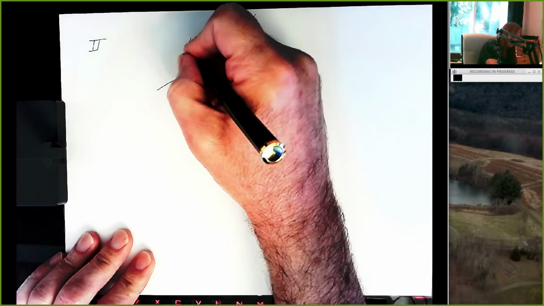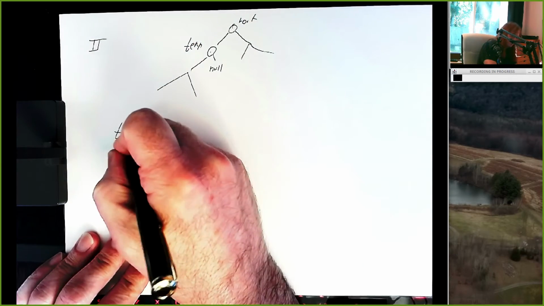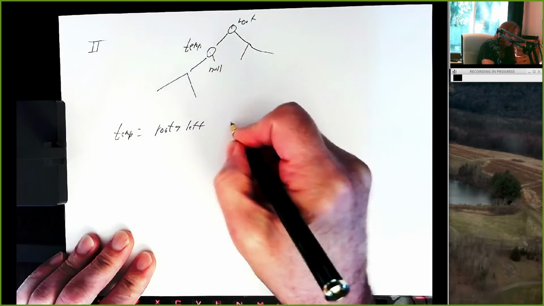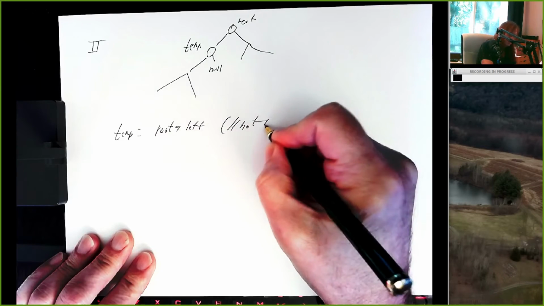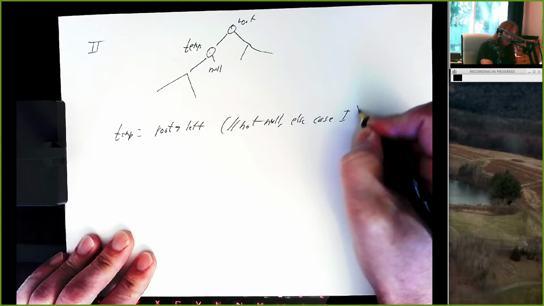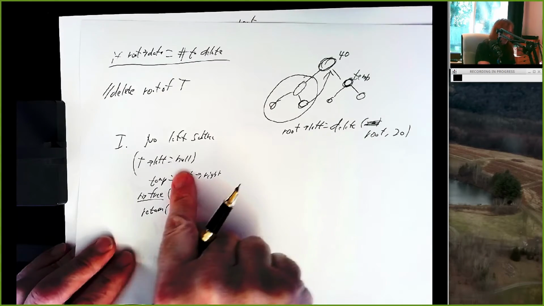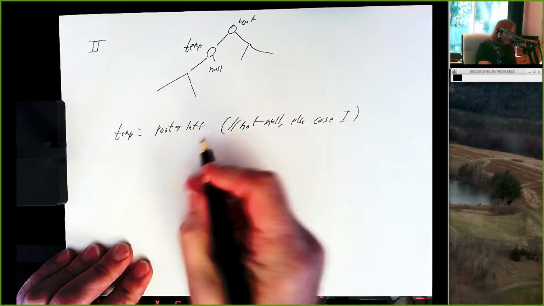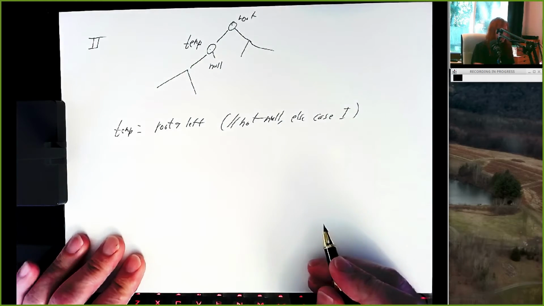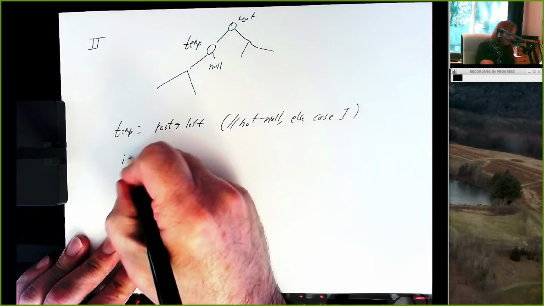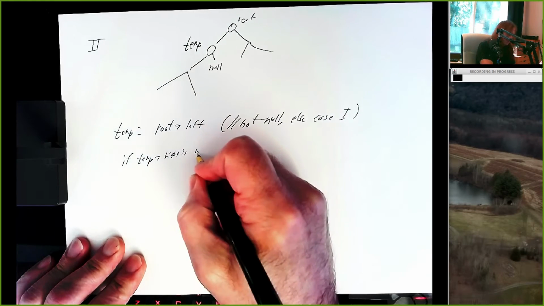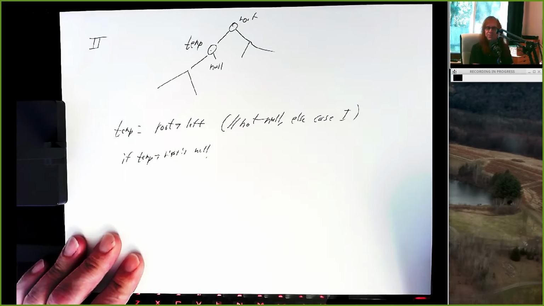So if we say something like temp equals root arrow left, and this is not null, because if it's null, then we're in case 1, where root left is null. So if root left, call that temp, we know that's not equal to null, but if there's nothing to the right of that, so if temp right is null, then we're in the second case.